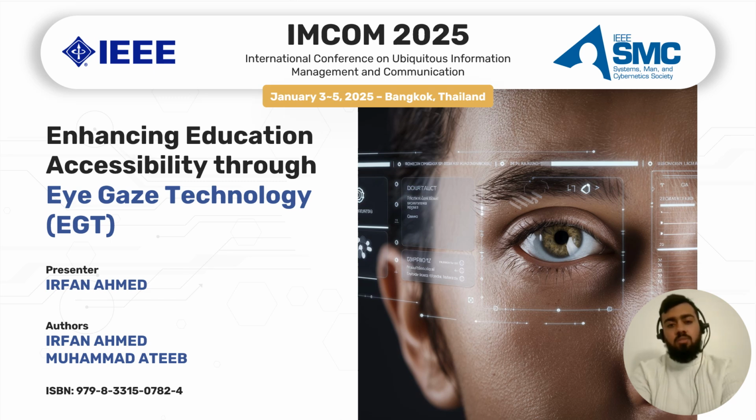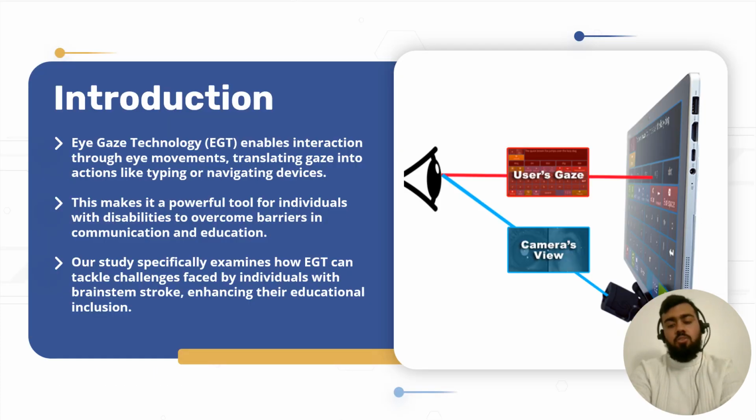So I'm going to start the introduction first, on what this research paper is all about. So what is eye gaze technology? If you see on the right, there is a human eye, and the camera is trying to detect where the person is looking at the moment, the user's gaze. The user's gaze basically means where your eyes are looking at the moment. It can be left, right, top, down, right?